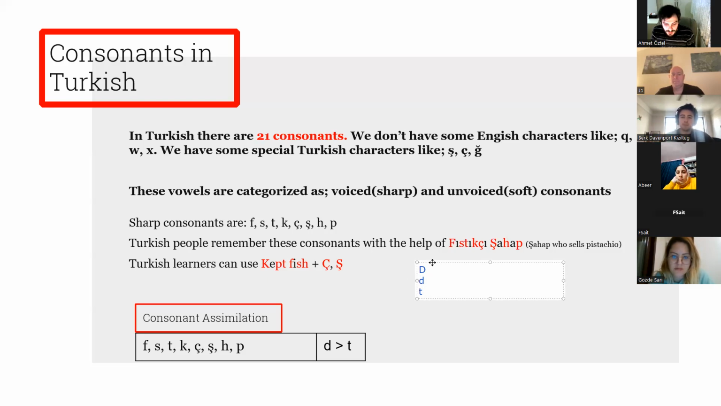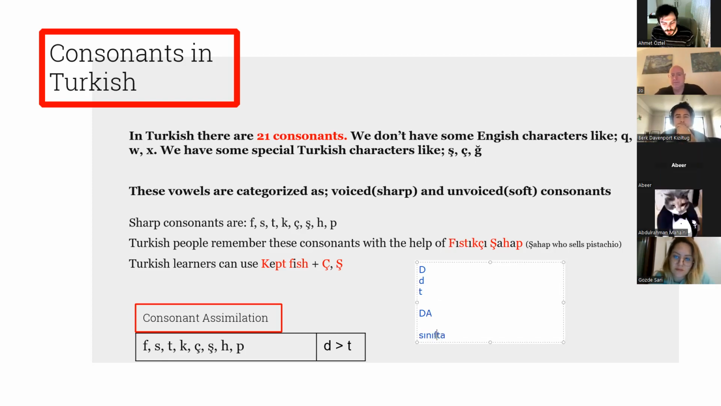And we basically look at the last letter of the word when we are thinking about this. The best and easiest example is the locative case, which is da, de, ta, te, which is basically in, on, at in English. So if I want to say in the class, it's going to be sınıfta. And it's only because of the f at the end, which is a sharp consonant.